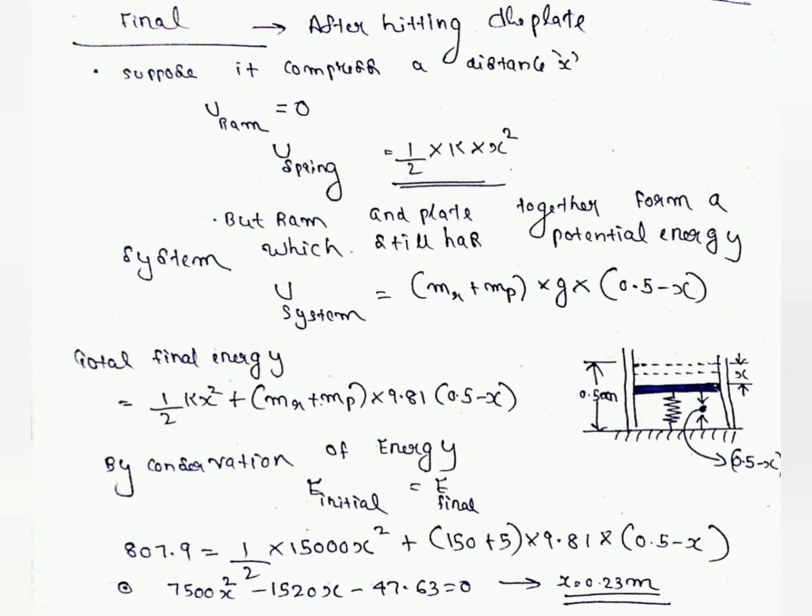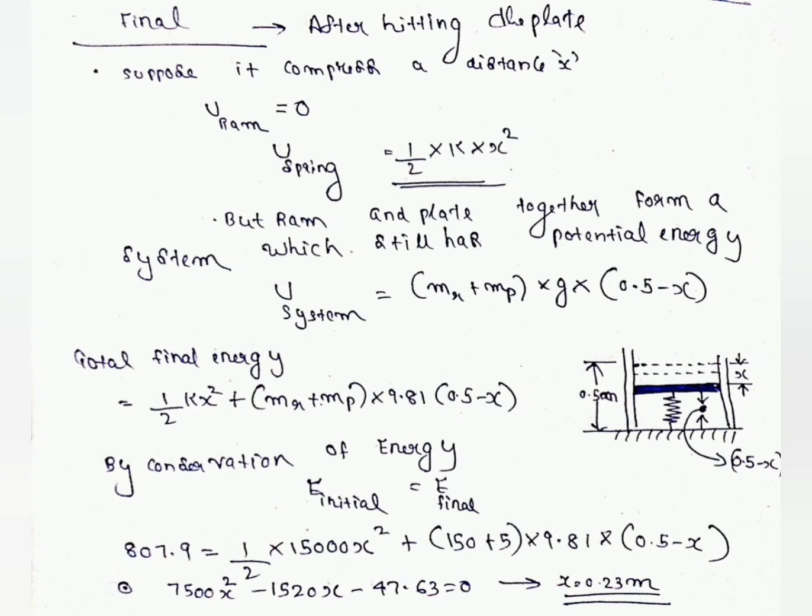So the ram alone won't have any potential energy. After collision, we are not considering the ram as a single unit; we'll be considering it as a system. So the potential energy of the ram will become zero. It was at a potential energy before, but after hitting, it would suddenly become zero after collision. Then the spring, of course, should have spring energy because it is moving through a slight deflection x after collision. So it should definitely store some spring energy.